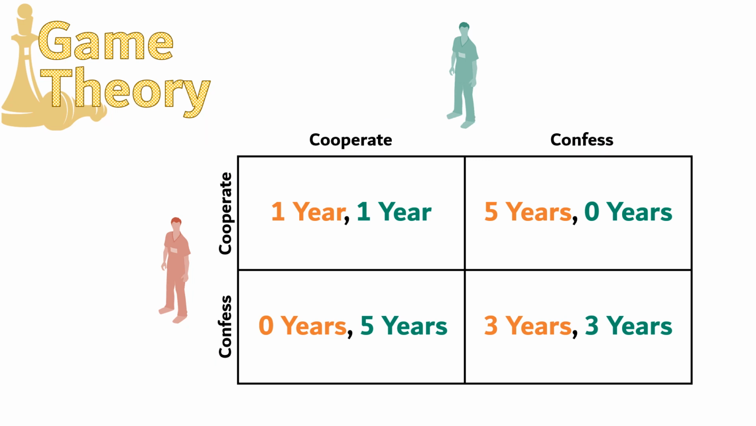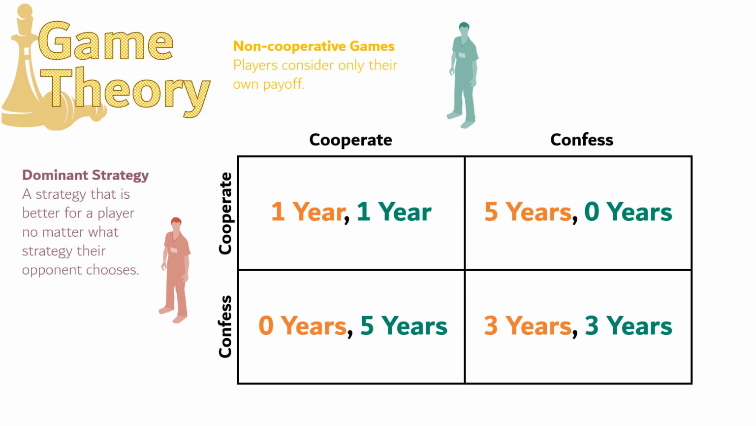One critical assumption we'll make with games is that they are non-cooperative, which just means that the players are not able to coordinate with each other to try and agree on a certain outcome. Each player has to make their choice in isolation of the other players. One thing we want to look for in any game is a dominant strategy. A dominant strategy is a strategy that is better for a player no matter what strategy their opponent chooses.